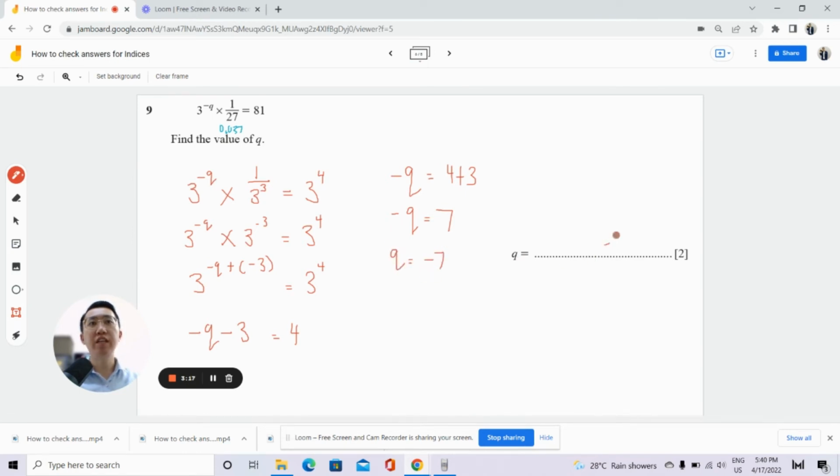I'm going to log in here first. Okay, now again, I want to know whether my answer is correct or wrong. Very simple. You're going to take negative 7, replace here. Okay, replace back into the question. So now be very careful.